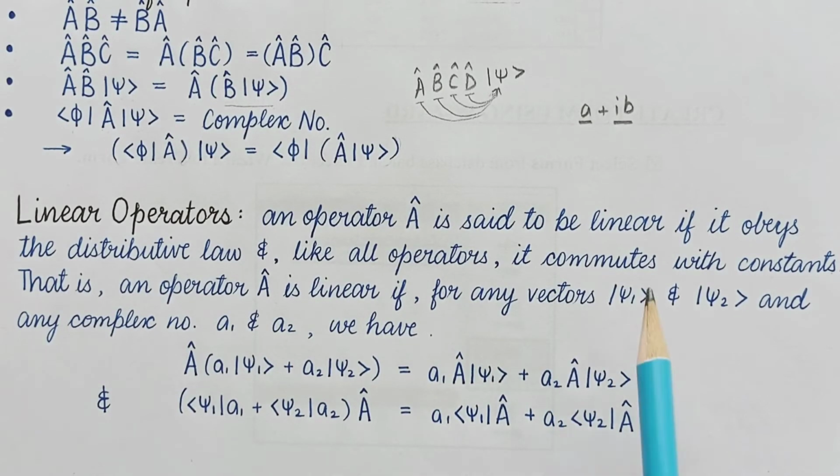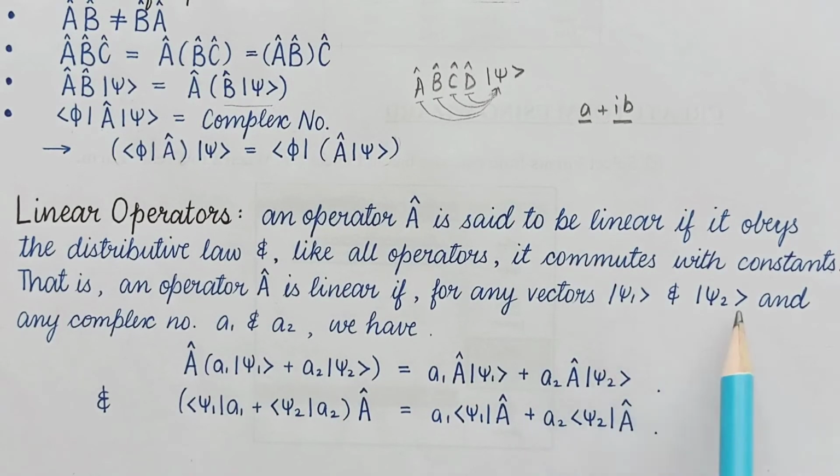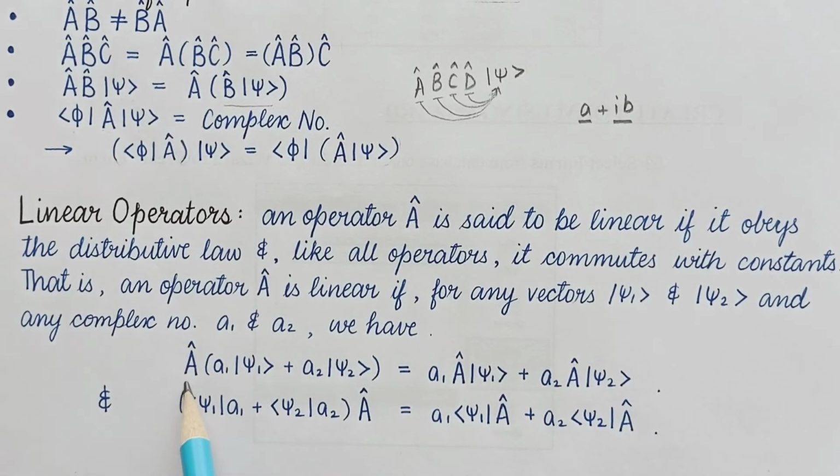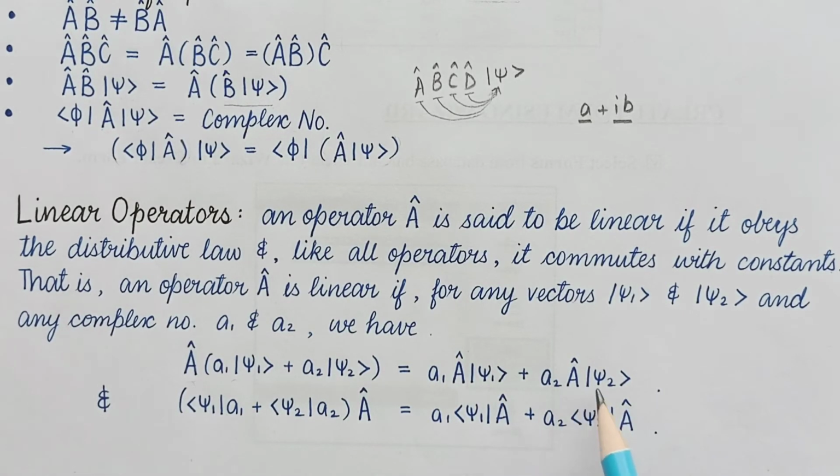What does a linear operator say? An operator is said to be linear if it follows the distributive law. So these are the two vectors psi 1 and psi 2 and complex numbers a1 and a2 here, and an operator A cap is operating on them. It is just a simple distribution: we multiply A cap firstly by this term, then this term. So we get a1 A cap ket psi 1, and also a2 A cap ket psi 2. Similarly with the bra form, the operator acts on them and we get the terms like this.